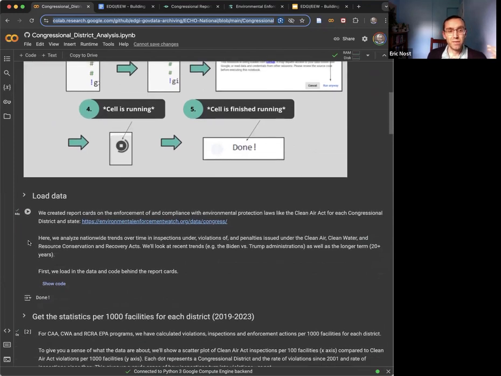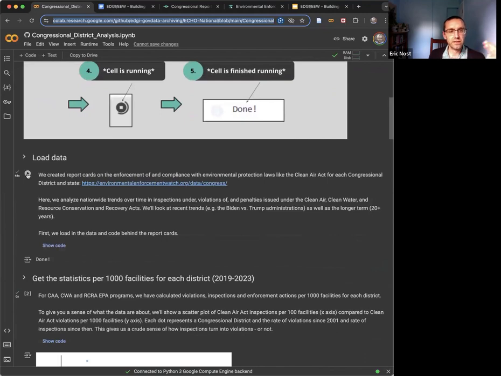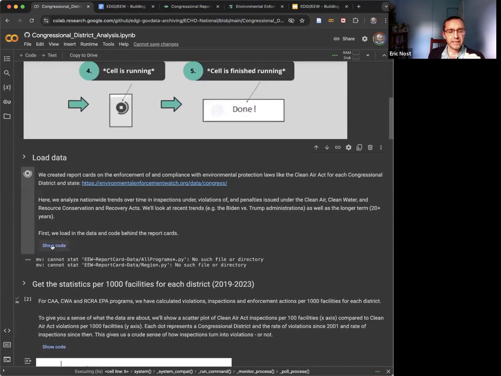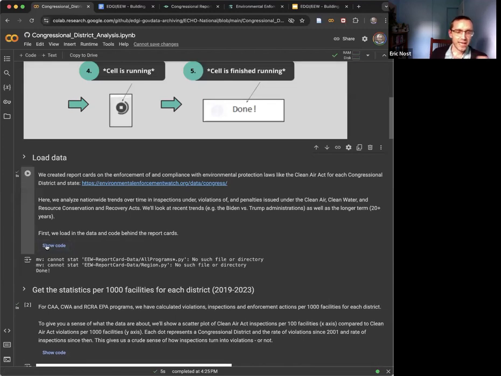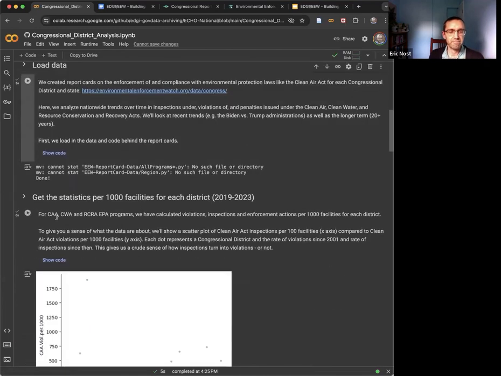So I've already pre-run part of this notebook, and so I won't necessarily press play on all these cells, but this first one here actually just loads in some data that we'll use in the rest of the notebook. If I run this, it'll take a second, and then it'll print done. And I can see the code here if I go ahead and do that, but it's not necessary.